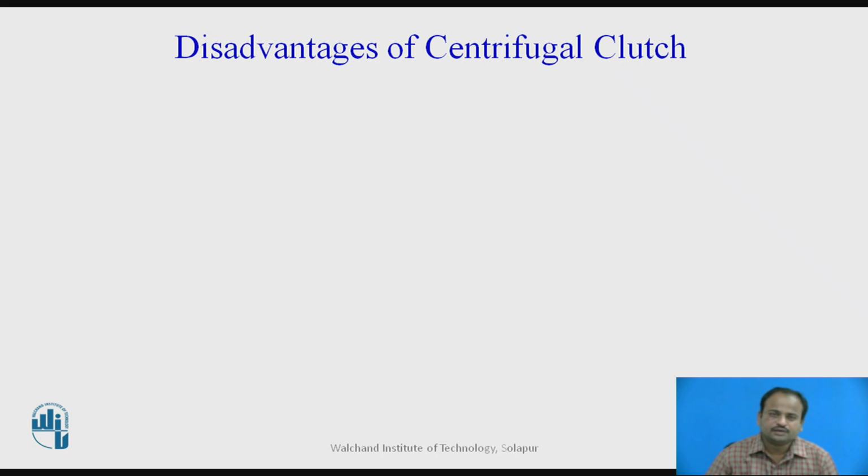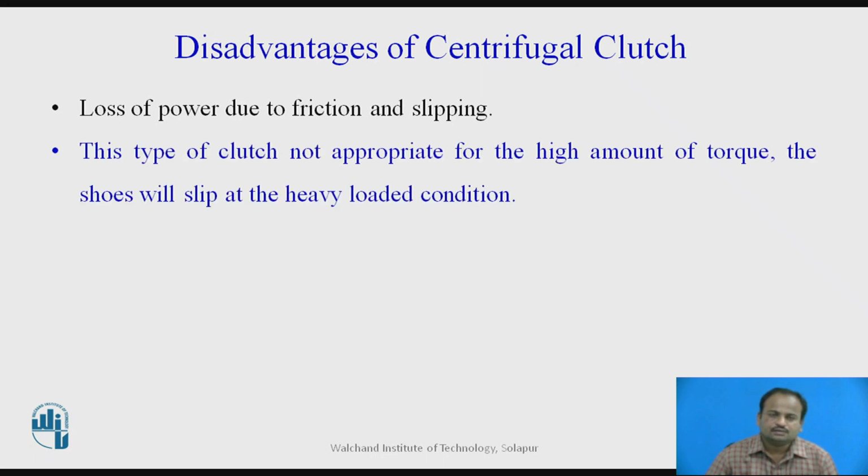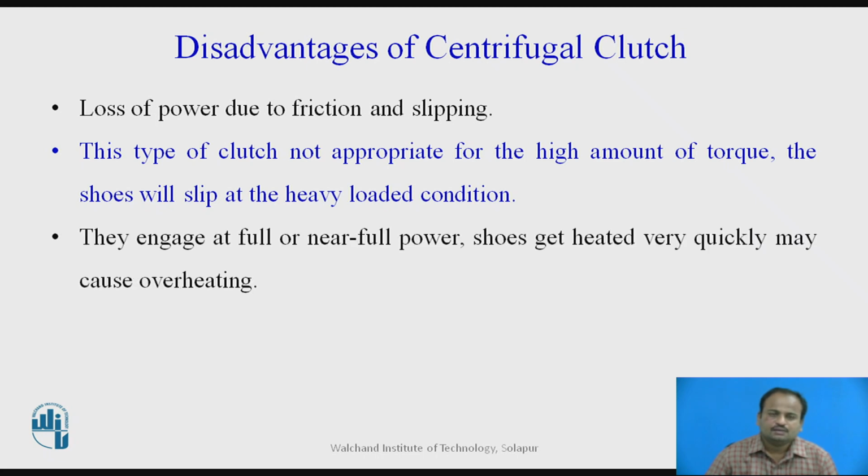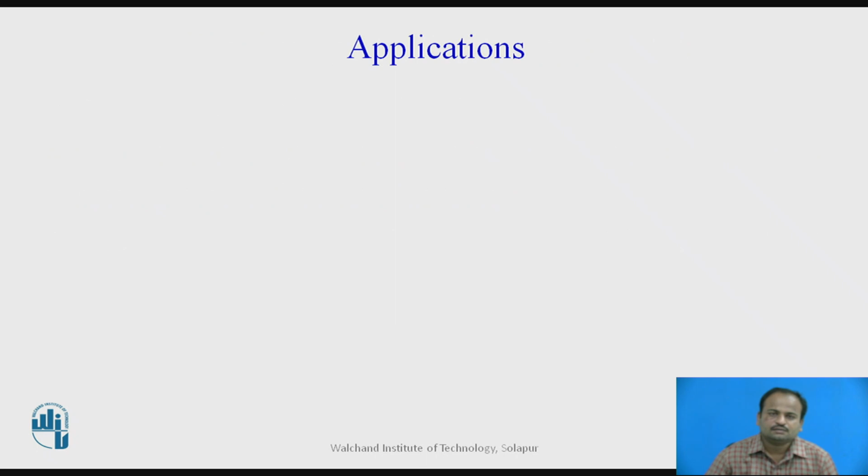Now we will see the disadvantages of centrifugal clutch. Loss of power due to friction and slipping. This type of clutch is not appropriate for high amount of torque. The shoes will slip at heavy loaded condition. It engages at full or near full power. Shoes get heated very quickly, may cause overheating.